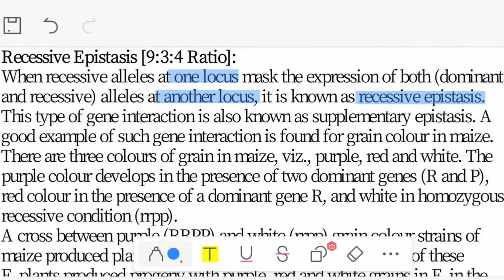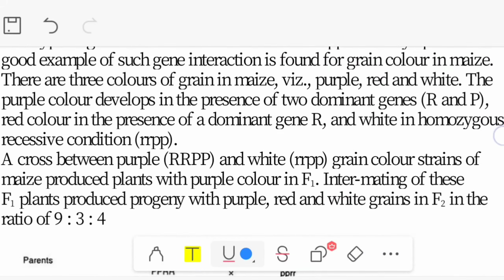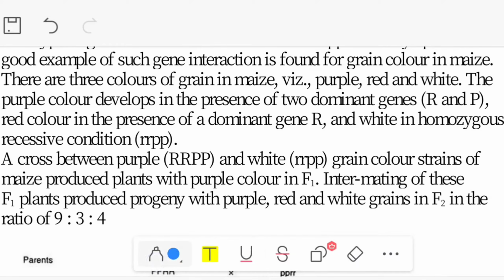This type of genetic interaction is also known as supplementary epistasis. One of the best examples is the grain color in maize. Basically, there are three colors of the grains: purple, red and white.